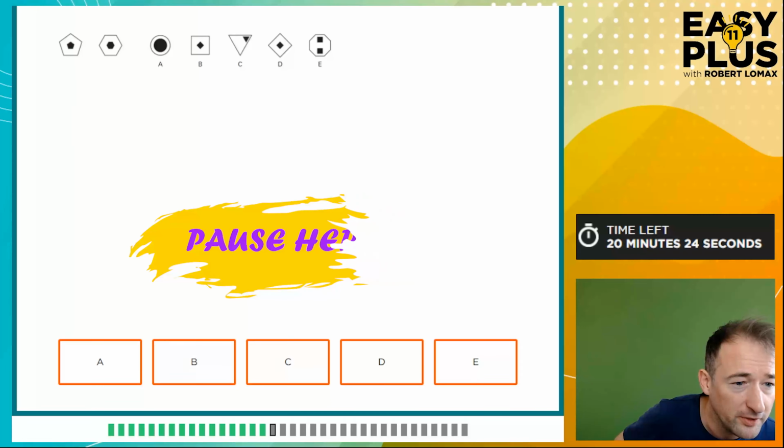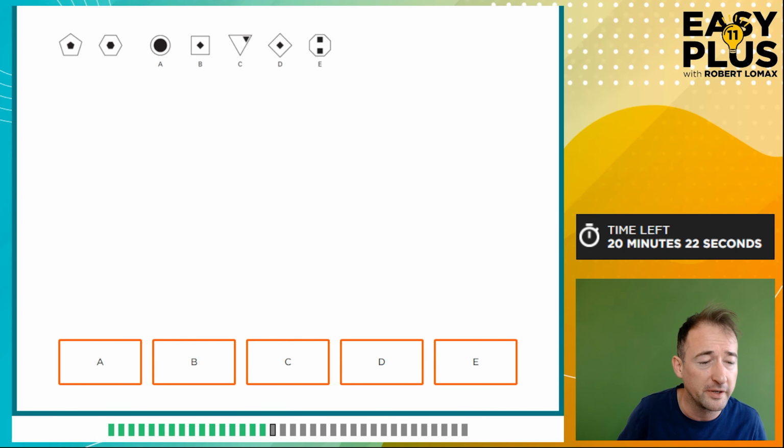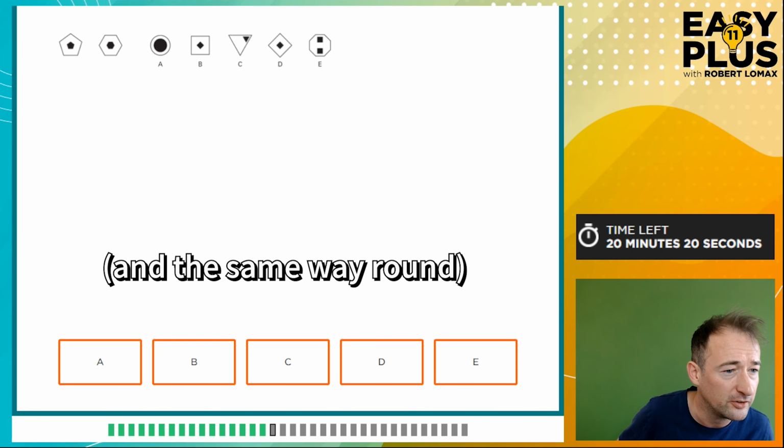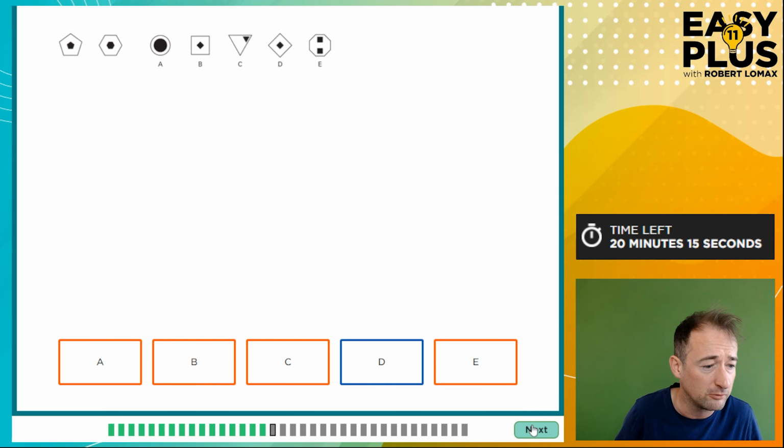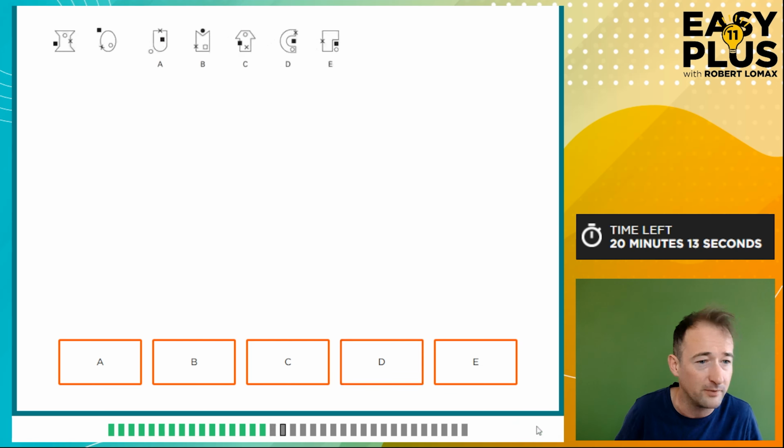Okay, so here we've got the outer shape, tiny, in the middle, black. Outer shape, tiny, in the middle, black. Only D. Other ones here seem to match some of those rules, but only D matches all of them.